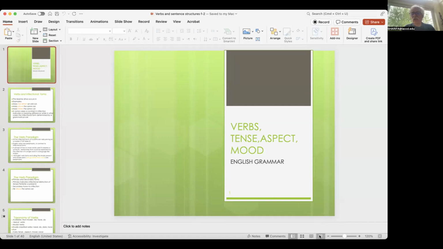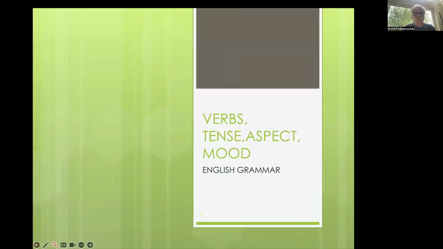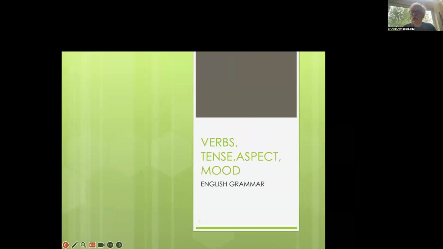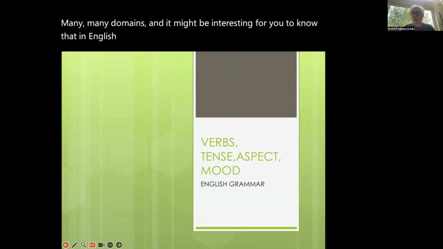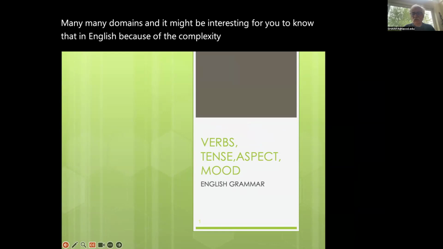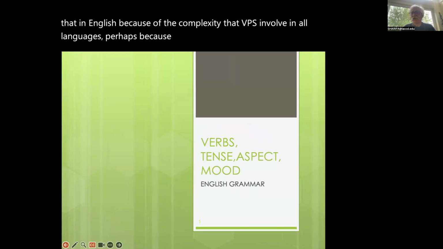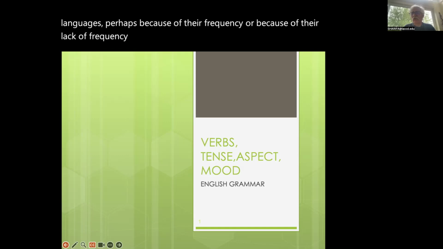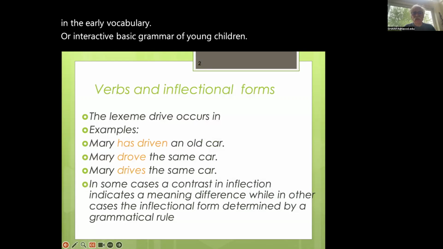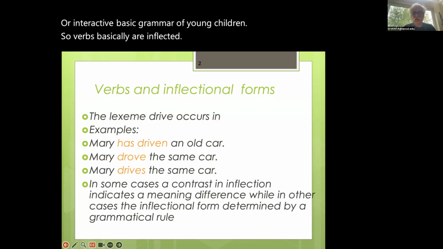So the verb phrases, like NPs, occupy many domains. And it might be interesting for you to know that in English, because of the complexity that VPs involve in all languages, perhaps because of their frequency or because of their lack of frequency or complexity, you don't really see them as much in the early vocabulary or interactive grammar of young children. So verbs are inflected in English as well.